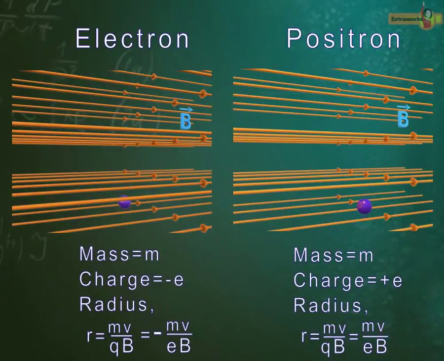Next, we consider an electron and a positron moving with the same speed in the same direction. On applying the field, they traverse the circular path in opposite directions due to opposite charges.